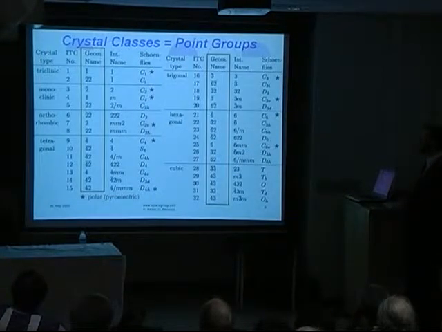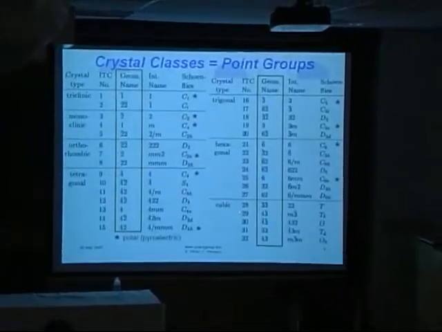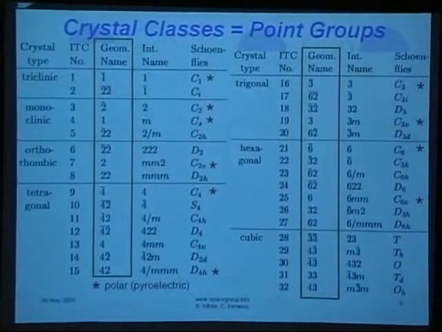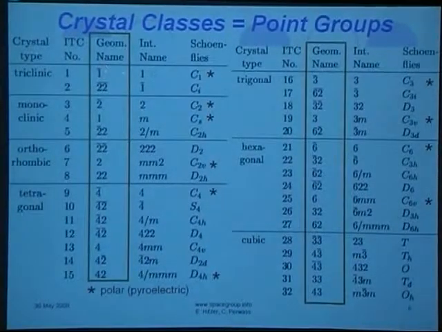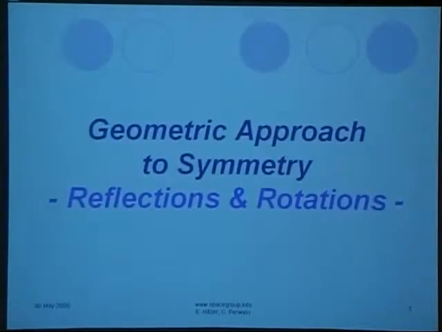Here you see the various lattice types from triclinic to cubic, and they have numbers from 1 to 32, all these point groups, so the maximal groups and all their subgroups. And here's the geometric notation, and if you compare it with the standard international Hermann-Mauguin abbreviated notation, you see it's much more compact, and as you will see, I hope it's much easier to use as well.